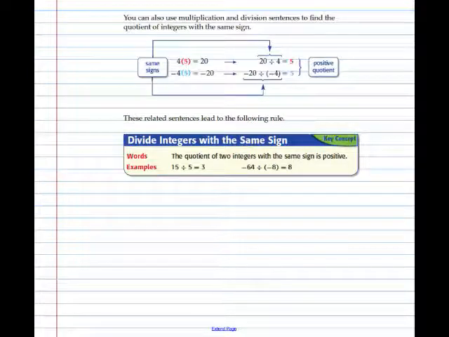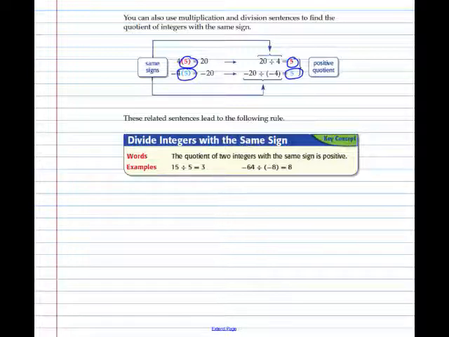You can also use multiplication and division sentences to find the quotient of integers with the same sign. In our first example, they're both positive. 4 times 5 equals 20, so 20 divided by 4 equals 5. The factor here, again, becomes the quotient over here. Our second example, negative 4 times negative 5 equals 20, so 20 divided by negative 4 is negative 5. The factor here becomes the quotient over here.